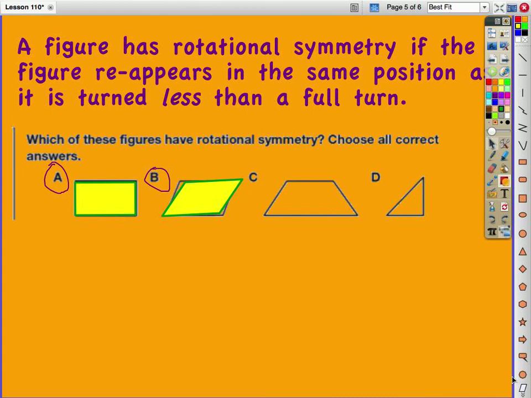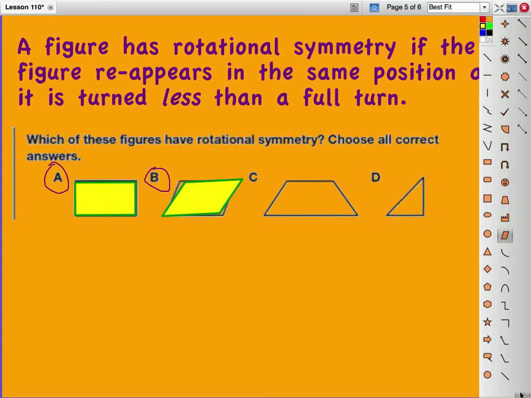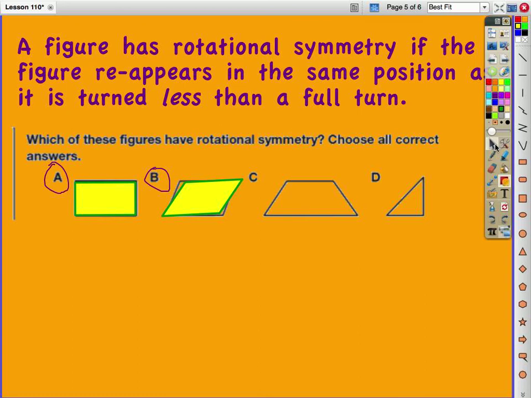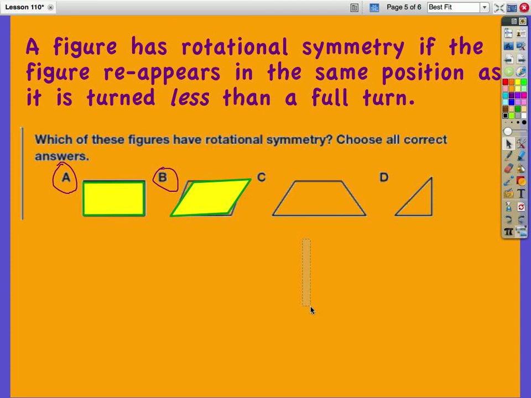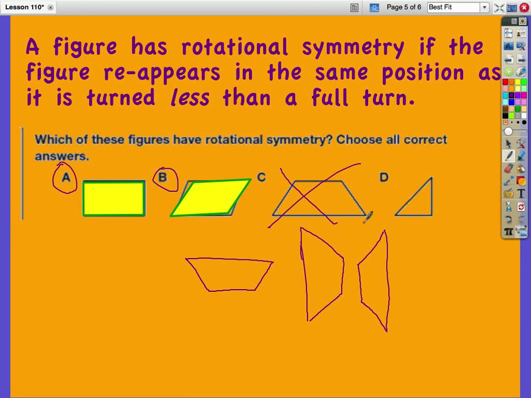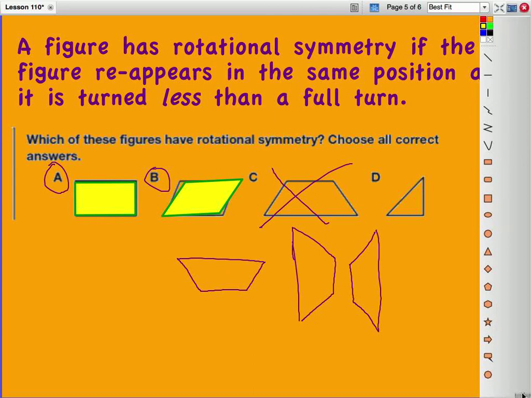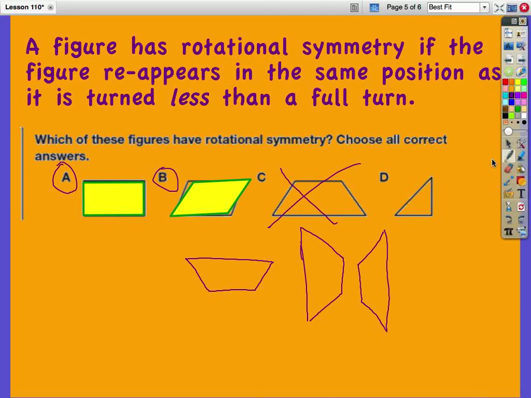For C, I don't know if I have a shape I can use. I don't. But I can draw it out. If I spun it, it's not going to be the same there. If it's upside down, it's not. And if I flip it, it's still not going to be the same, so C does not work. For D, I can get a triangle, maybe. I can't, so we're just going to draw D too.